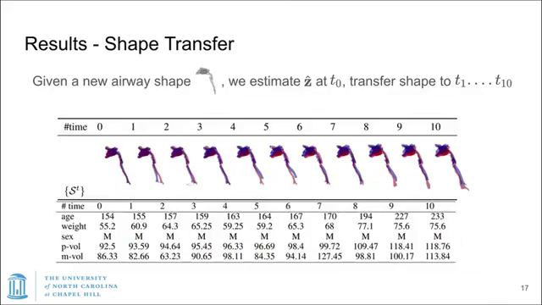Here is an example of the shape transfer task. This is the airway of a child who is scanned 11 times. Given a new airway shape, we estimate the latent code from T0 and transfer the shapes to T1 to T10.